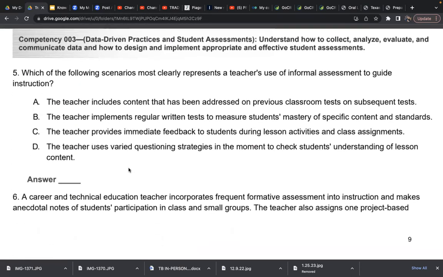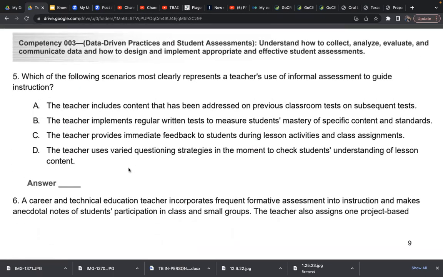It's unfortunate. Okay, so this is about data-driven practices and student assessments. I want you to always remember and hear my voice saying, when you hear or see the word assessments, I want you to think measuring, collection of data. An assessment is not just something we do so we can put it in a grade book. We collect data so that we can better plan for instruction, so that we know what you need and what you're good with already. So let's take a look at number five.